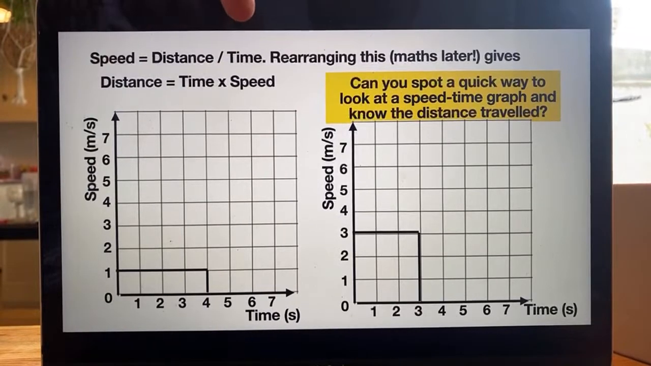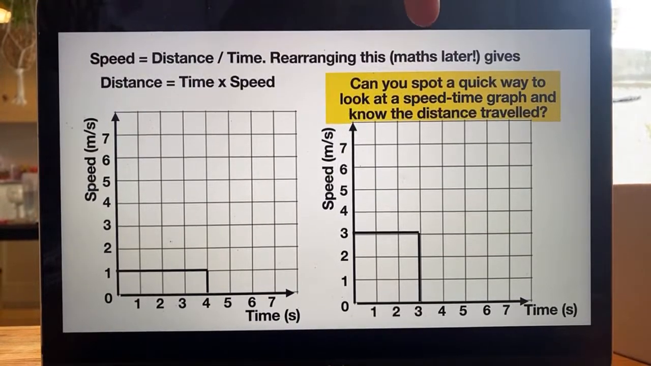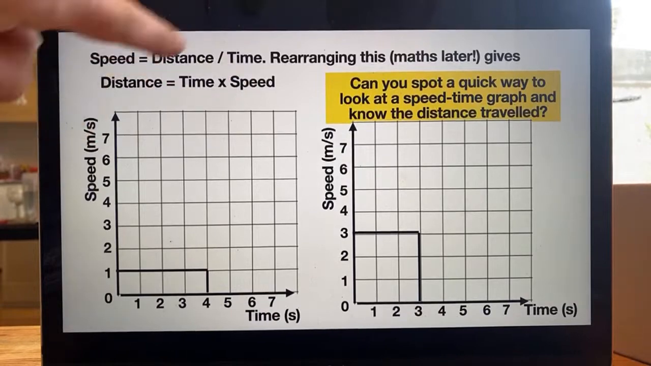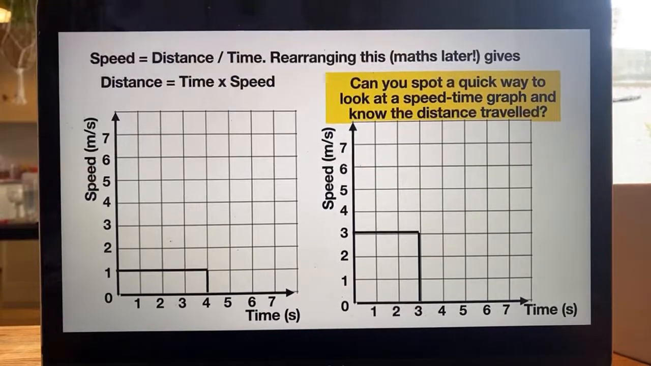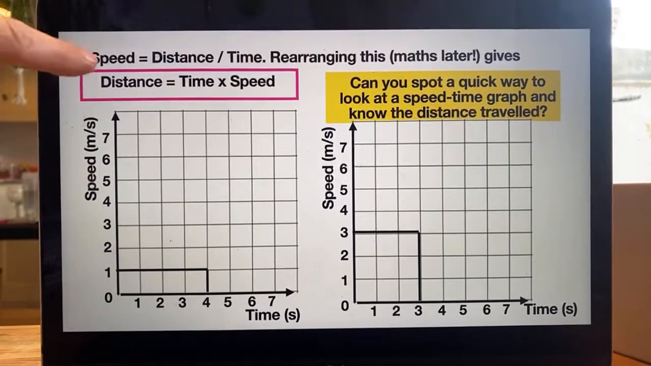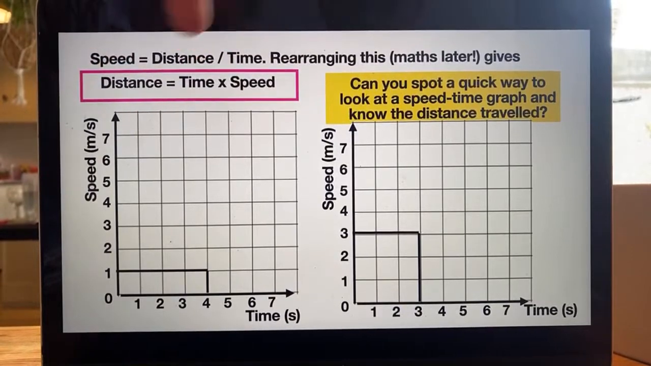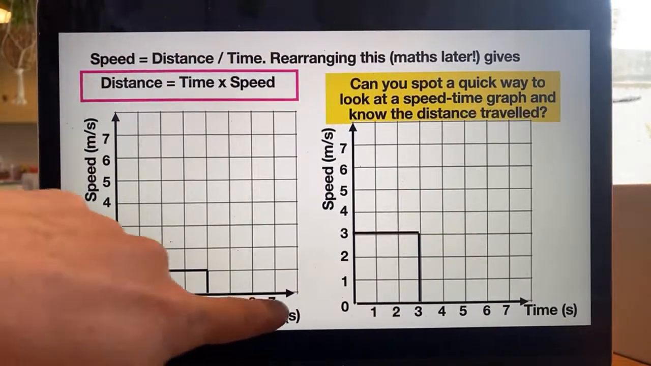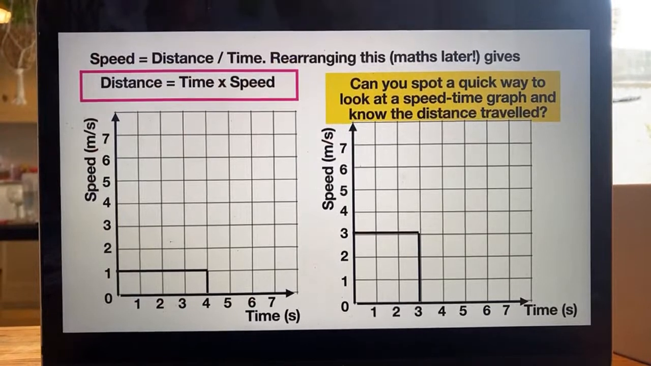Speed equals distance divided by time. Rearranging this, you might know that, you might not, maths later. If you rearrange this equation, you get distance equals speed times time. That's what I want you to think about now. Distance equals speed times time. So I've got two speed time graphs here. Have a look at them.